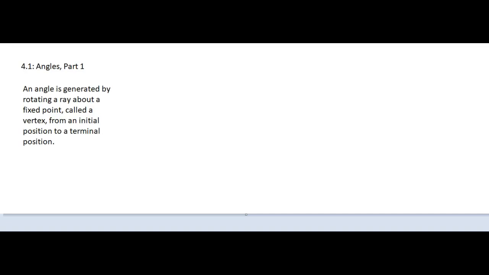Alright, so I'm going to begin by working through Chapter 4. Actually, 4.1 I'm going to separate into two parts for the videos. So the first part, Part 1, is going to be about angles and just describing how an angle is formed. An angle is generated by rotating a ray about a fixed point, which we call a vertex, from an initial position to a terminal position.